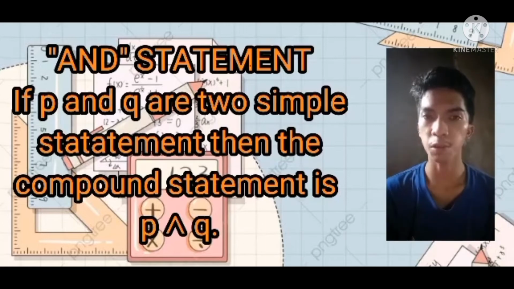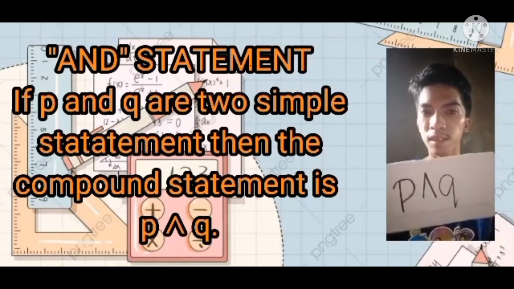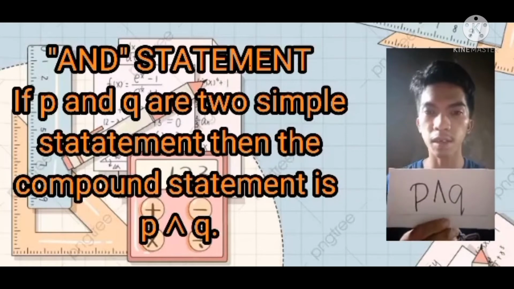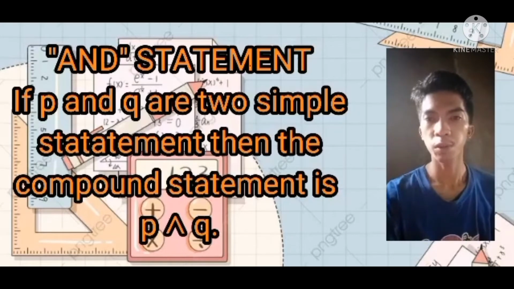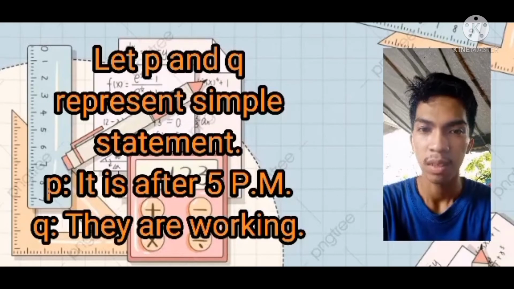If P and Q are two simple statements, then the compound statement P and Q is symbolized by this and can be read as P and Q. So, how do we use these connectives in symbolic form? Let's have these two sample statements. Statement P: it is after 5 p.m. Statement Q: they are working.